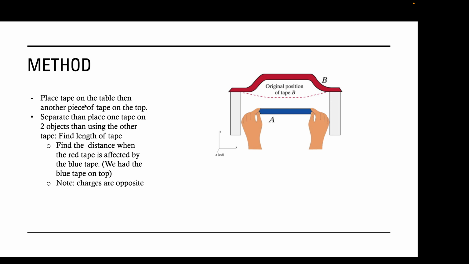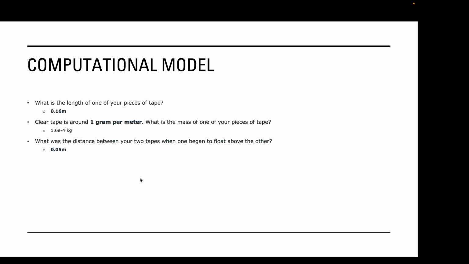The method here is to place the tape on the table, then another piece of tape on top, separate, then place one tape on two objects. Then, using the other tape here in blue, we find the distance at which this blue tape affects the red tape. In this case, for our experiment, we actually have the blue tape on the top. And note that the charges are opposite.